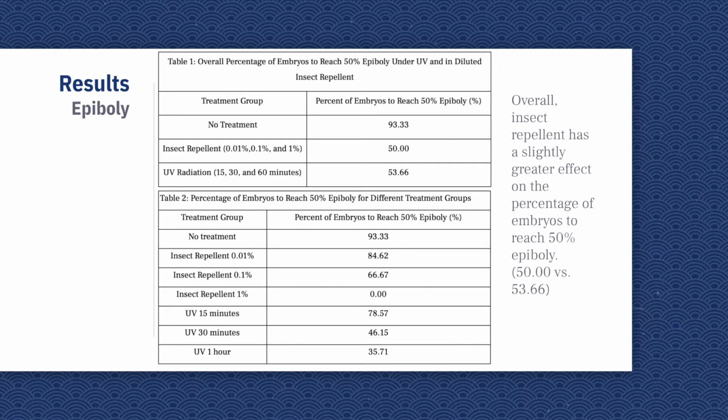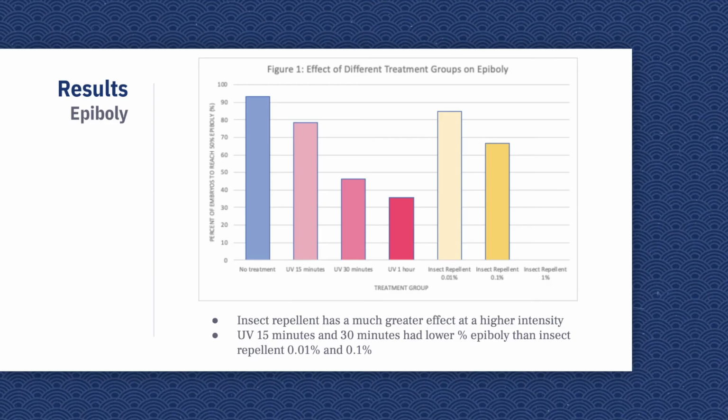Insect repellent has an overall higher effect on epiboly, with an overall of 50% of embryos to reach epiboly, while UV radiation had a slightly higher 53.66% of embryos to reach epiboly. The data can be better visualized on this figure. It is important to note that none of the embryos in 1% insect repellent reached 50% epiboly.